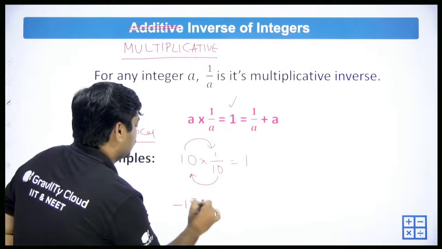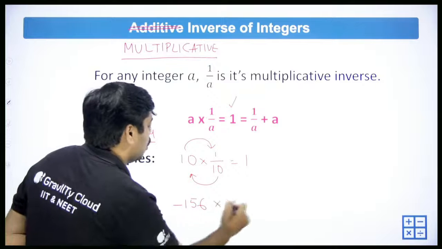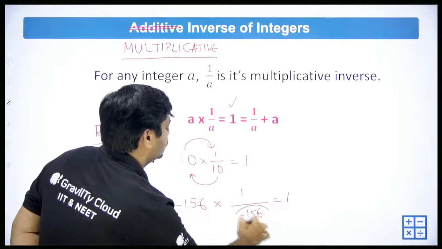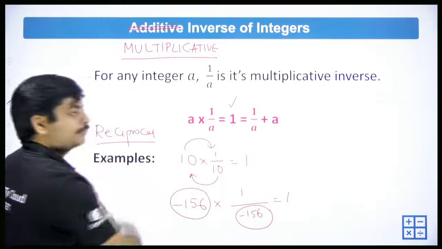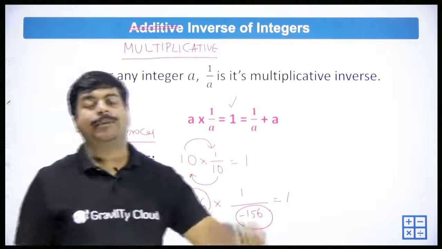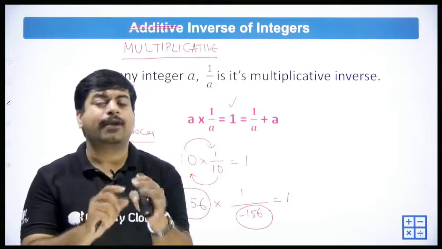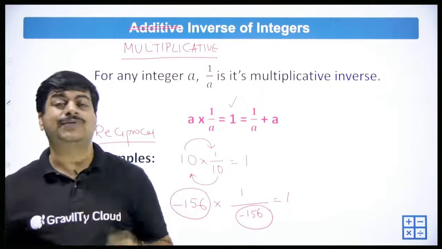Minus 56 into minus 1 by 56 will give you 1. The same number should come here. Right? For a number A, it is 1 by A. A can be positive or negative. But we don't say multiplicative inverse for 0.